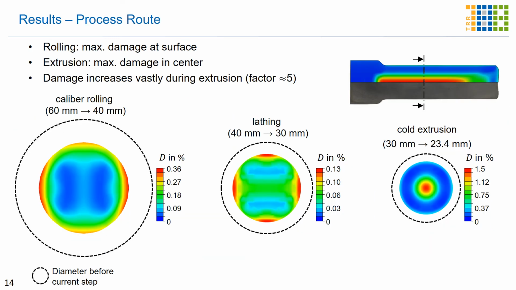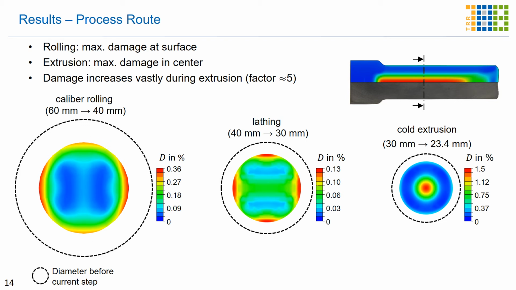On this slide, we can see the damage evolution throughout the whole process route. We can see the initial diameter in each forming step, marked by this dashed line, and the contour of the product with the damage contour plot after the process.